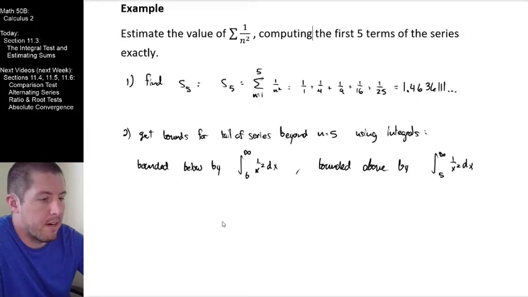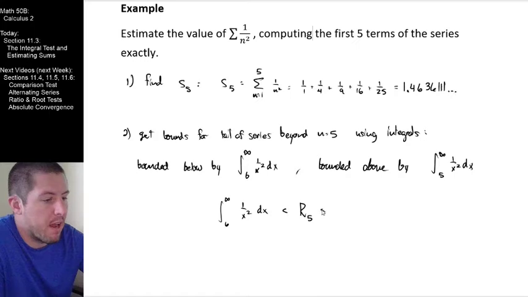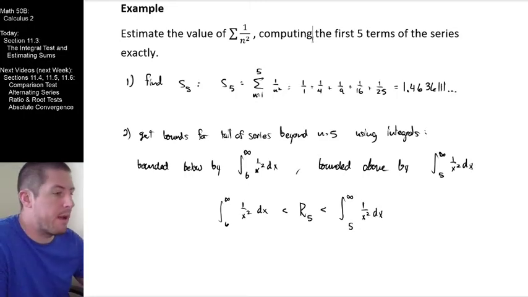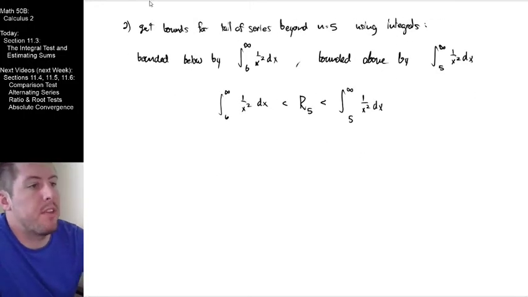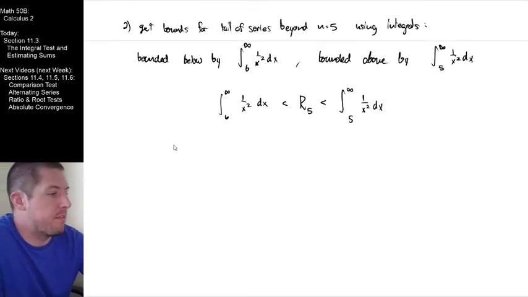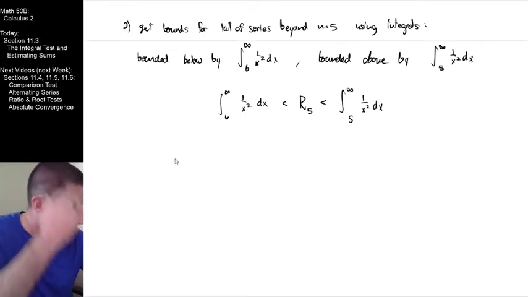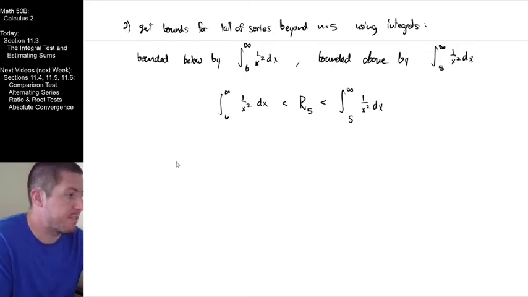So what I'm saying here is that the integral from 6 to infinity of 1 over x squared dx is less than the remainder from 5 on, which is less than the integral from 5 to infinity of 1 over x squared dx. This is my upper bound and lower bound integral right here. It looks like both these integrals are the same. They just have different bounds of integration.